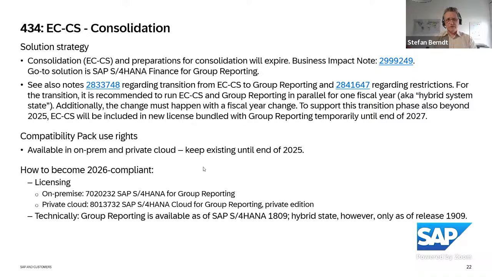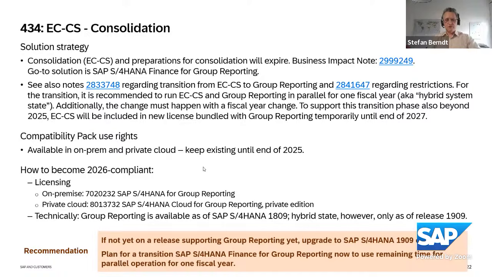Here you have the possibility to continue using this for another 2 years, until the end of year 2027, as part of a group reporting license. So you need to switch to group reporting. You have to license group reporting as the successor solution, but you will then have the chance to have another 2 years for this transition in order to, let's say, make a compliant move to the new solution.